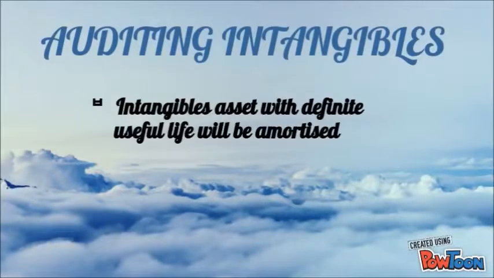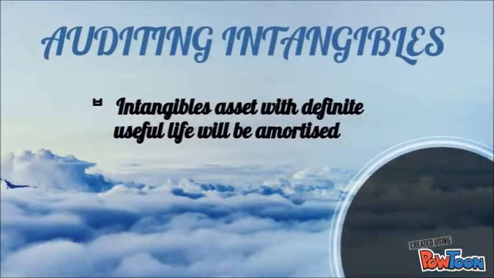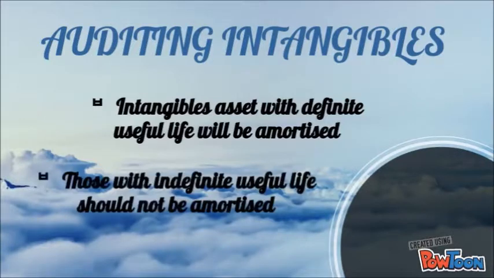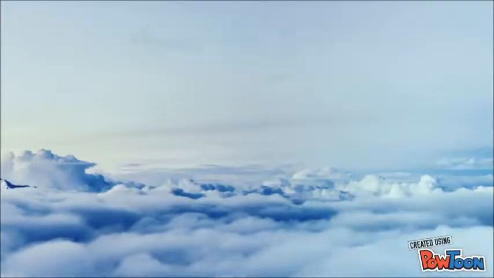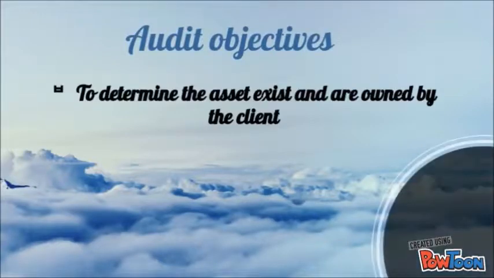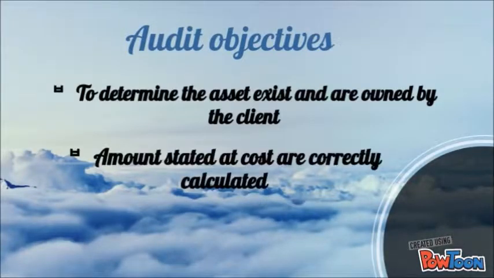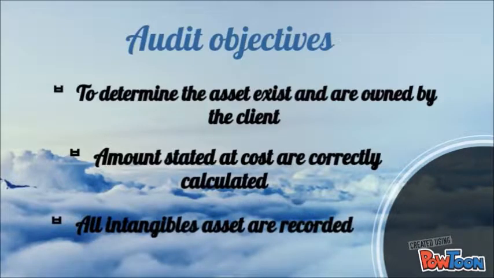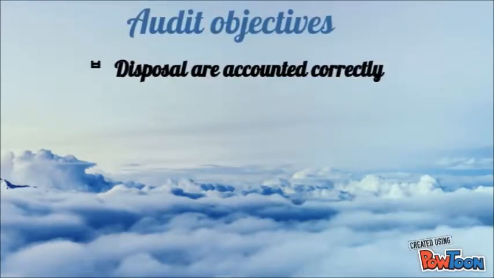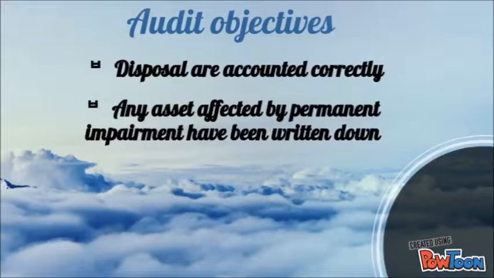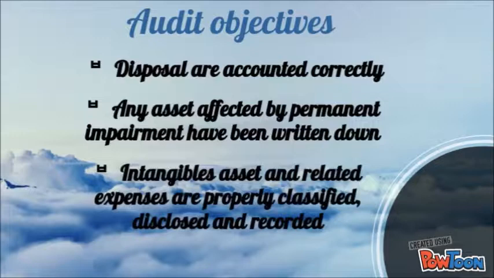Auditing intangibles. Intangible assets with a definite useful life will be amortized and those with an indefinite useful life should not be amortized. Audit objectives are to determine the asset exists and is owned by the client, amounts stated at cost are correctly calculated, all intangible assets are recorded, disposals are accounted for correctly, any assets affected by permanent impairment have been written down, and intangible assets and related expenses are properly classified, disclosed and recorded.